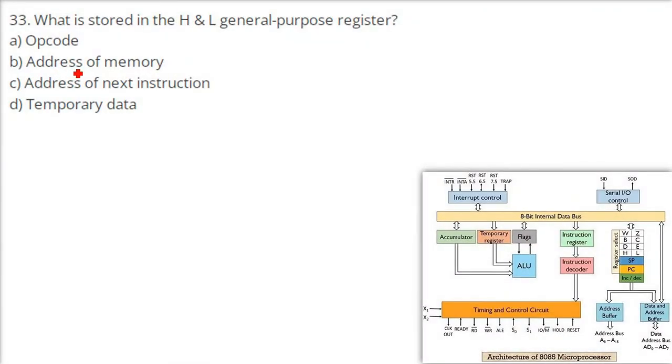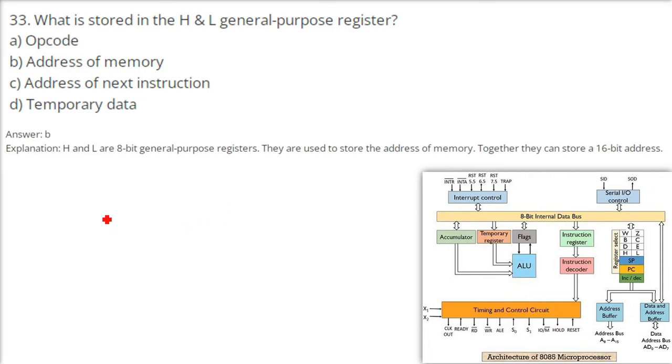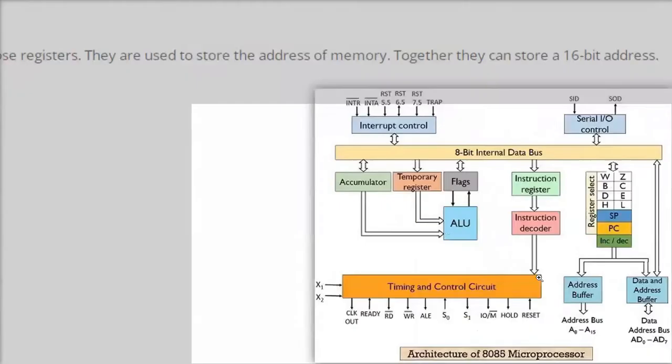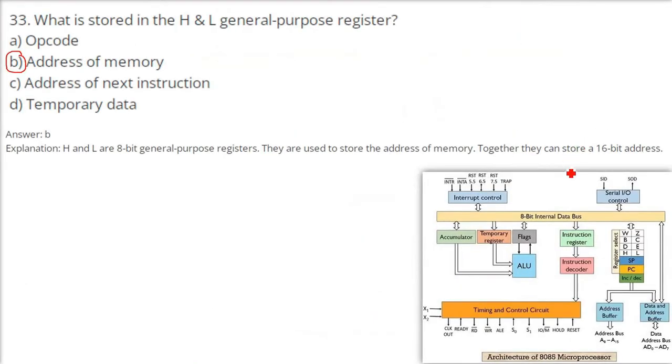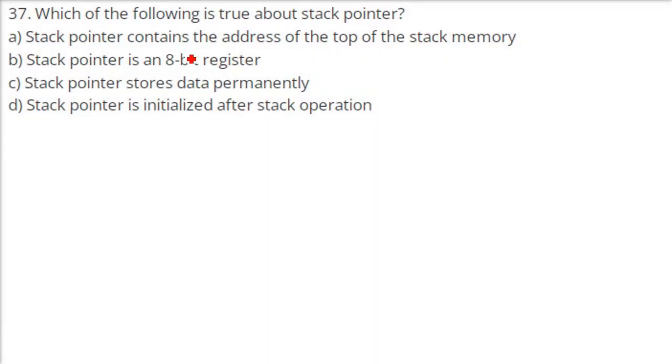What is stored in the HL general purpose register? General registers we have are B, C, D, E and HL. This basically holds the address of memory. H is an 8-bit register, L is an 8-bit register. But if you combine HL, they work as a 16-bit pair. So H and L are general purpose registers used to store the address of the memory. Together, combining 8 bits and 8 bits, they can store a 16-bit address, and the address of memory is the answer.